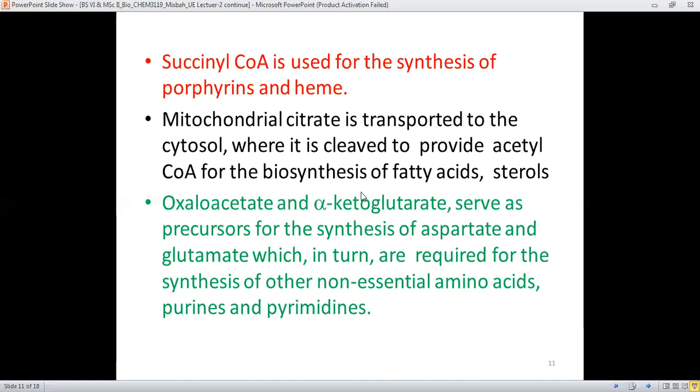And oxaloacetate, which is an important intermediate for the TCA, and alpha ketoglutarate as well, also serve as the precursor or starting material for the synthesis of aspartate and glutamate, which in turn are required for the synthesis of other non-essential amino acids and purine and pyrimidine bases, which are very important for our metabolic system.